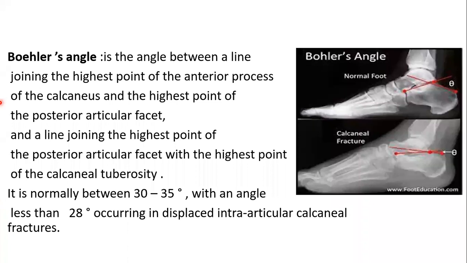The polar angle, Boehler's angle, is the angle between a line joining the highest point of the anterior process of the calcaneus and the highest point of the posterior articular facet, this line, and a line joining the highest point of the posterior articular facet with the highest point of the calcaneal tuberosity, this line. It is normally between 30 and 35 degrees, with an angle less than 28 occurring in displaced intra-articular calcaneal fracture. In this radiograph, we see a decreased polar angle, indicating intra-articular calcaneal fracture.